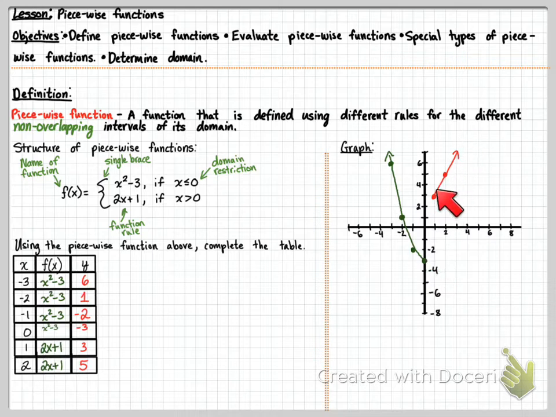And then this is a straight line because it just has an x. That x squared tells you it's going to be a curve, right? It's going to be a U shape. That x tells you it's going to be a straight line because there's no squared or anything. So that part's a straight line.